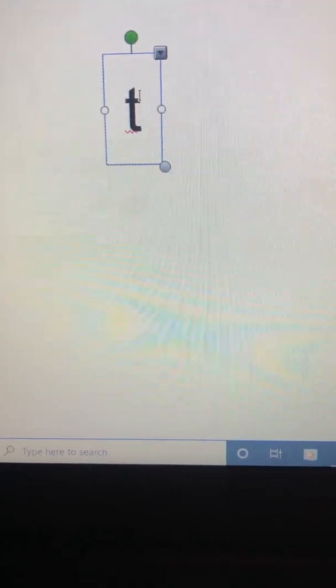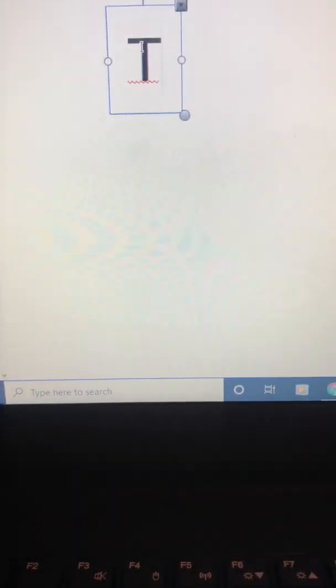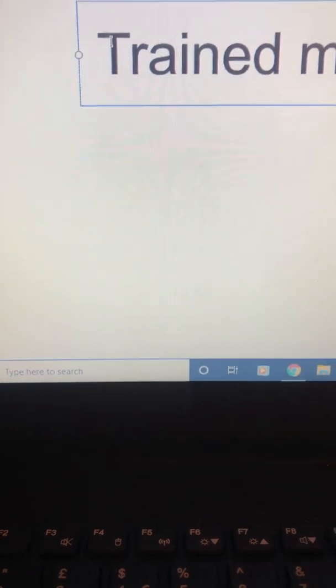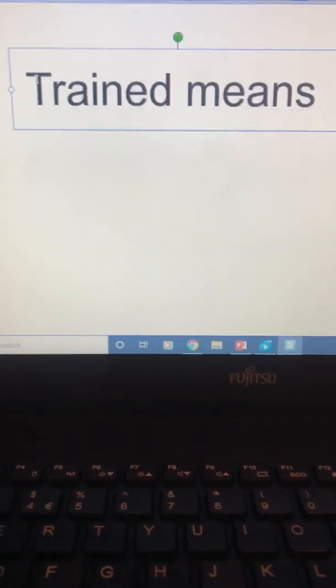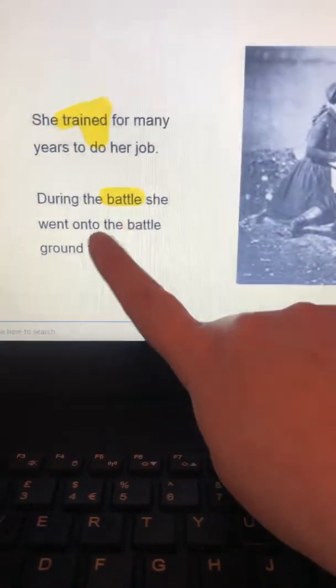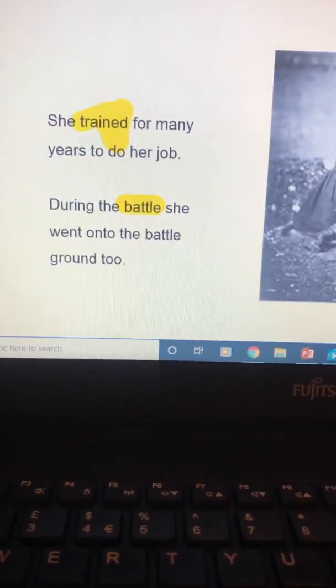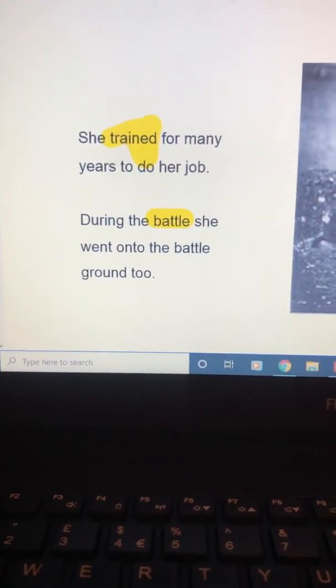So if we, I almost forgot to start with a capital letter then. That was silly, wasn't it? Start with a capital letter. Oh, it's all in capitals now. Whoops, sorry children. Trained means, and then you can put next to it what trained means. And I want you to do the same for the word battle. So trained means practicing and battle means fighting.